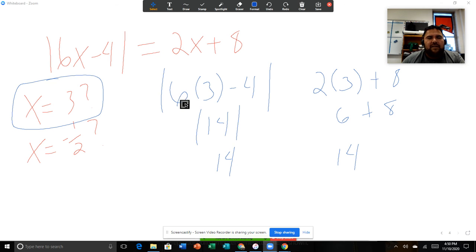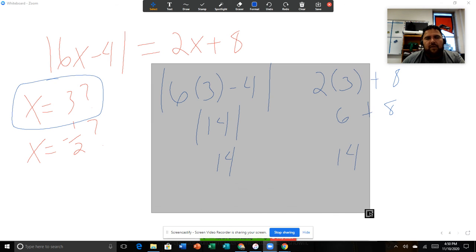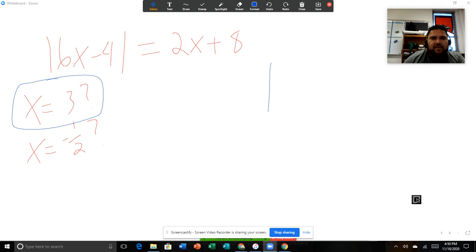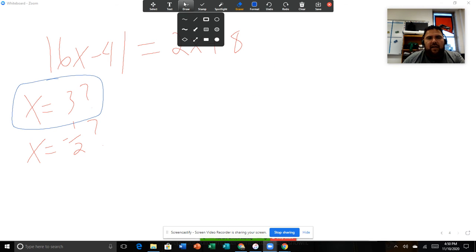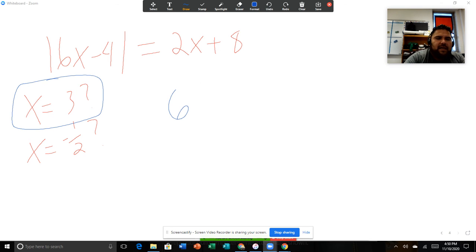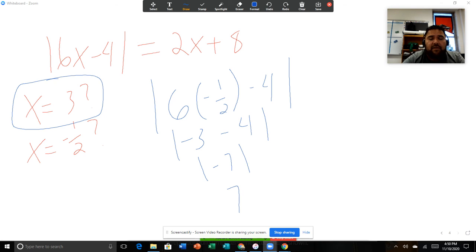Now we have to check to see if the negative 1/2 is a solution. And it's still possible. Just because it's negative doesn't mean that it's not a solution. It just means that we definitely want to check. Okay? So let's go ahead and try this. 6 times negative 1/2, minus 4. Absolute value. 6 times negative 1/2 is negative 3. Negative 3 minus 4 is negative 7. Absolute value of negative 7 is 7.